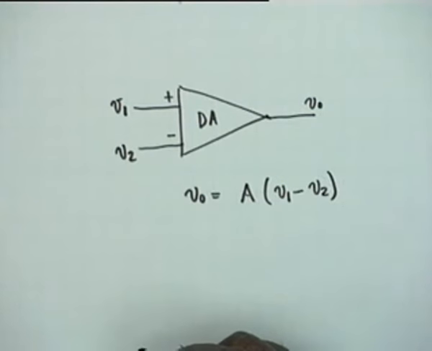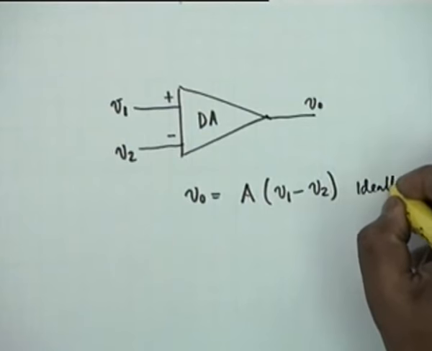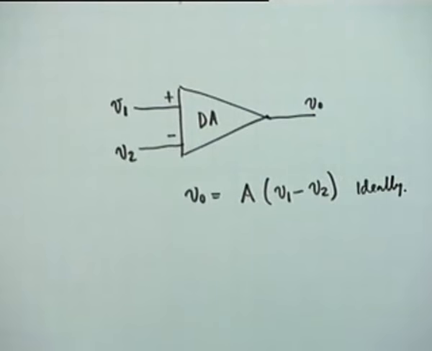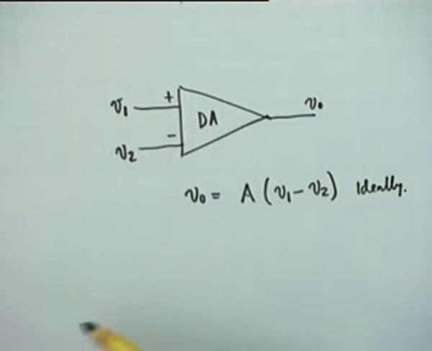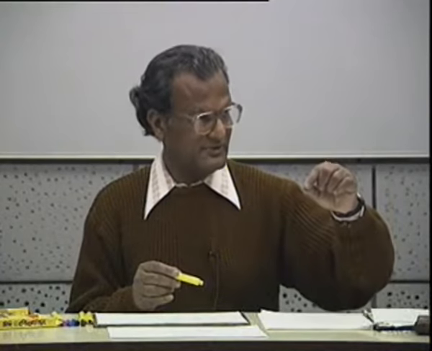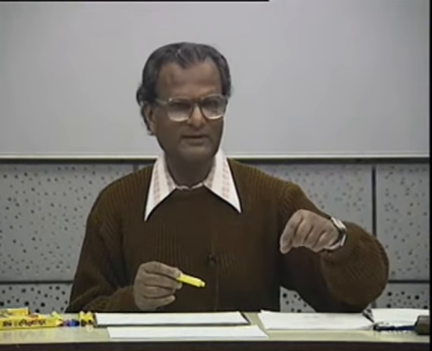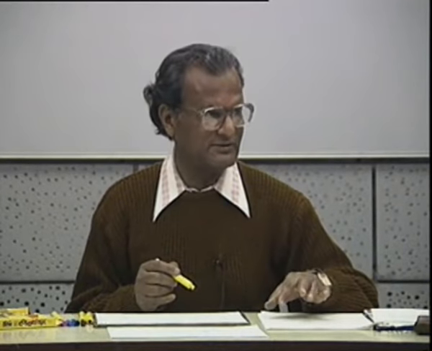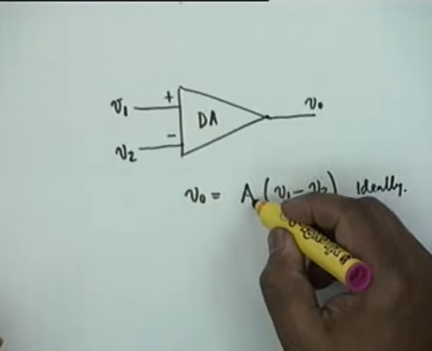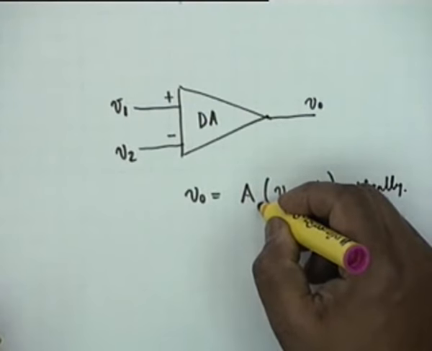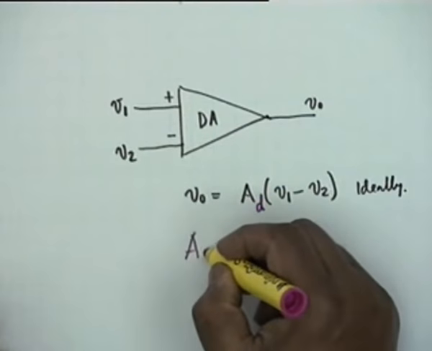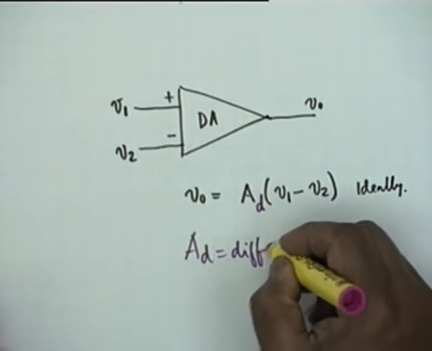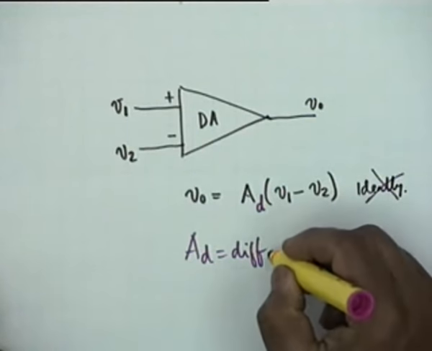Okay? Ideally, this is the ideal situation. Now it turns out that ideally if V1 and V2 are equal, if these two terminals are clipped together and the same voltage is applied, the output should be 0. It turns out that in practice the output is not equal to 0, and therefore the gain that we get here, we call this a differential mode gain. Okay, A sub D is called differential mode gain and no longer ideal.